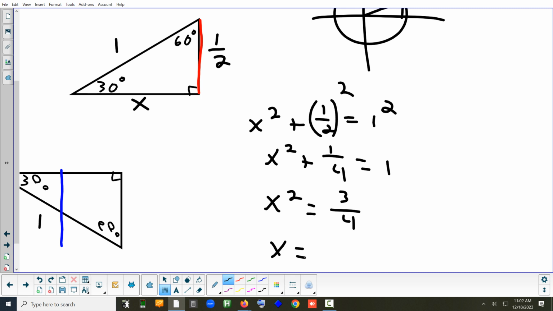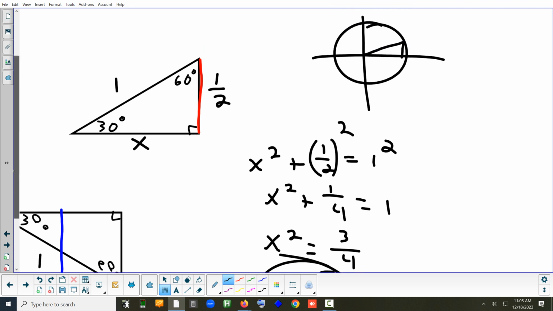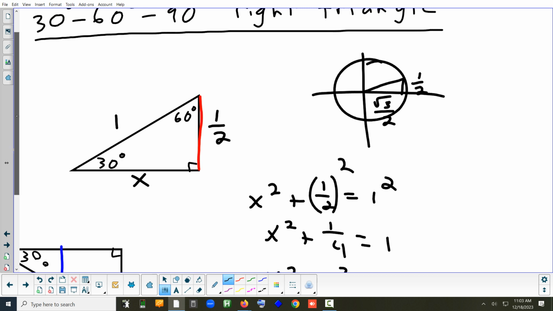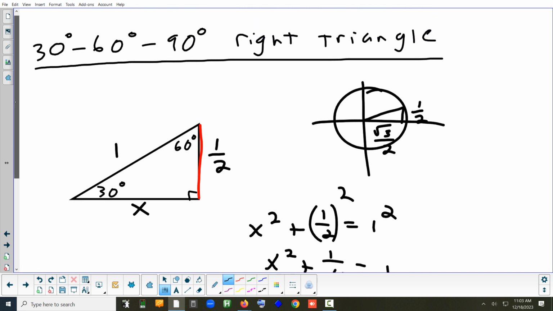And this time when you take the square root of the top and the bottom, you don't have to worry about fixing it because the bottom comes out nice. Square root of 3 over 2. And that is how you find the length of the other side of a 30, 60, 90. Now that we know each side, let's label them. So this is root 3 over 2. That side is a half. So what do you think the coordinate would be for 30 degrees?